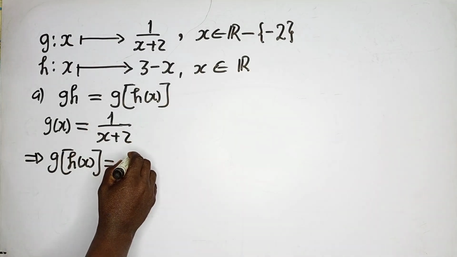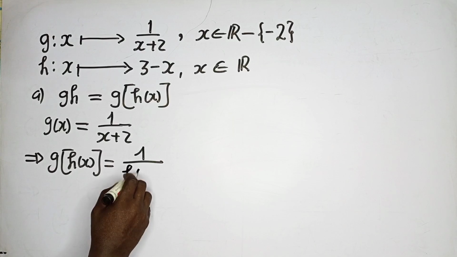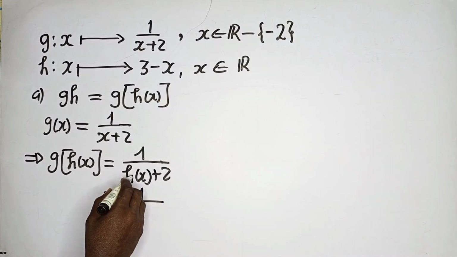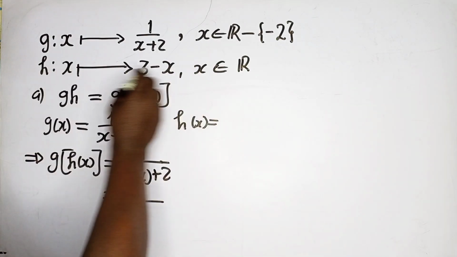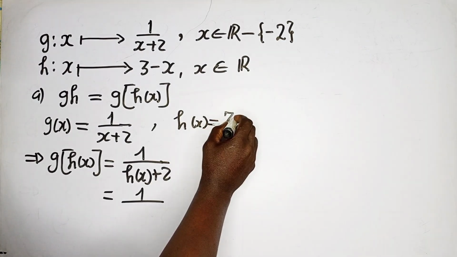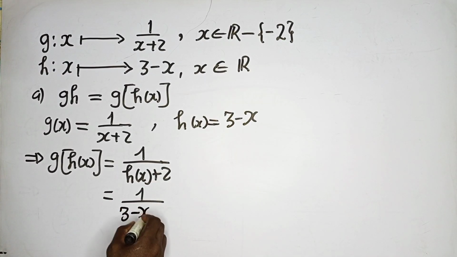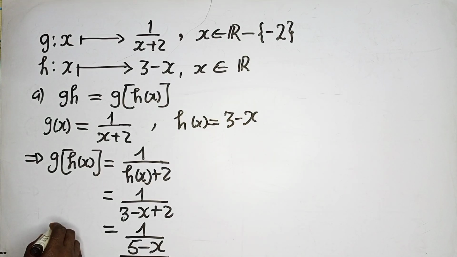So we expect g of h of x to follow the same definition of g, the instructions in g. The instruction in g says we put 1 at the numerator. At the denominator, the thing that g is carrying, x, but now it's carrying h of x. So we'll put h of x plus 2. All right, so this gives us 1 all over h of x plus 2. H of x in shorthand form is h of x equals 3 minus x. So here we're going to write 3 minus x, then plus 2, which simplifies to 1 all over 3 plus 2 is 5, so we have 5 minus x. All right, so that will give us our g h of x, which is equal to 1 all over 5 minus x.